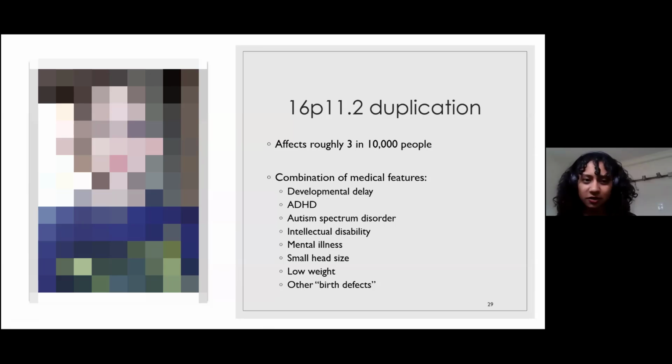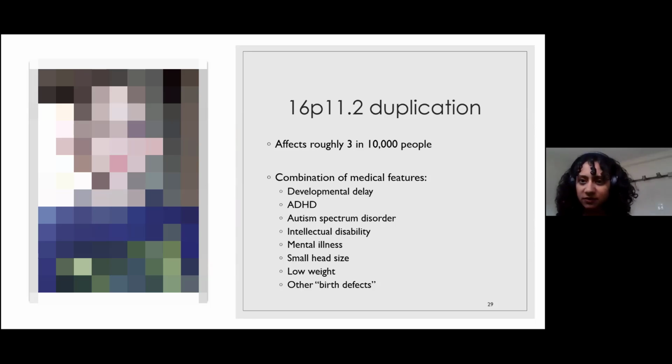Now we're going to change gears and talk about 16p11.2 duplication. Similar to 11.2 deletion, it affects roughly 3 in 10,000 people. And I should say for both the duplication and the deletion of 16p11.2, we think there's probably people walking around who don't realize they have it, partly because they can have no symptoms or they can have minor symptoms. And so this number of 3 in 10,000 might actually be higher than what we expect.